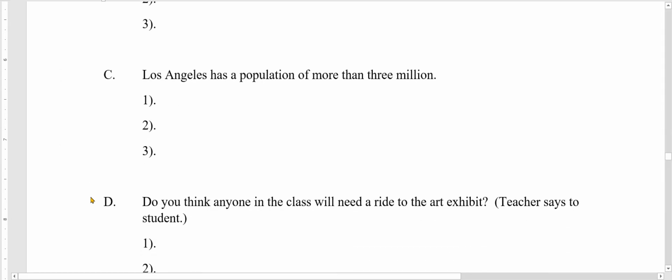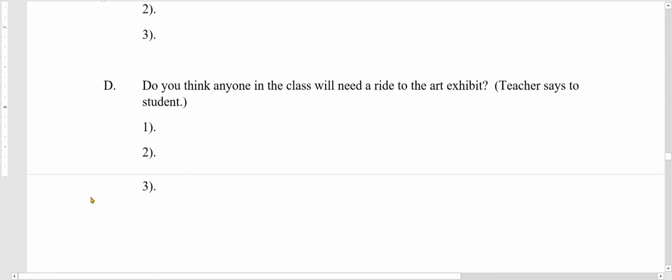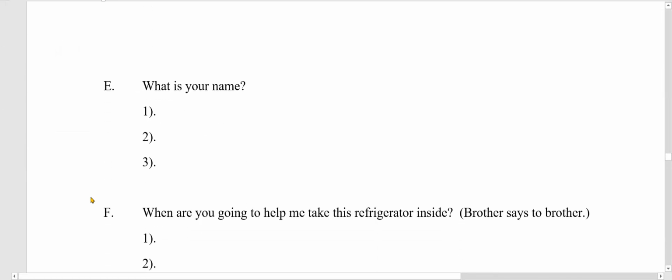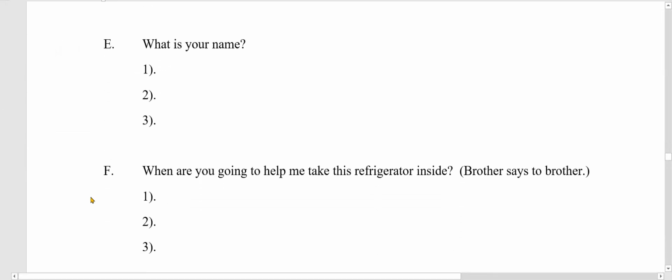C, Los Angeles has a population of more than 3 million. D, do you think anyone in the class will need a ride to the art exhibit? Teacher says to student. E, what is your name? F, when are you going to help me take this refrigerator inside? Brother says to brother.